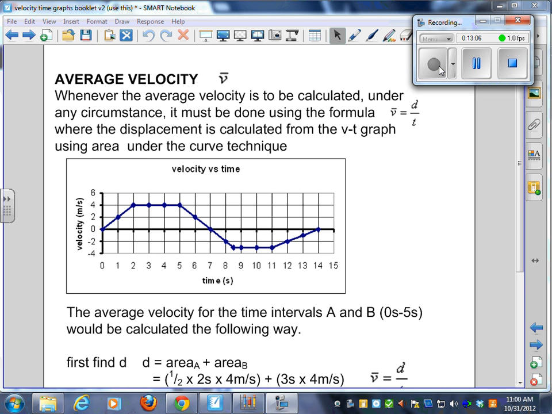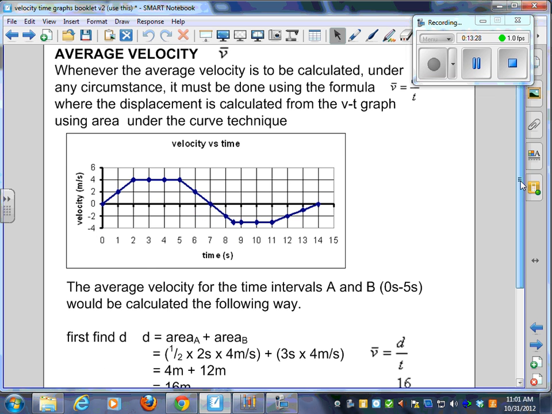Okay, so the last little bit of instruction here. Average velocity. Whenever the average velocity is to be calculated under any circumstance, it must be done using the formula V bar equals d over t, where the displacement is calculated from the VT graph using the area under the curve technique. In other words, you have to find the displacement before you can find the average velocity.